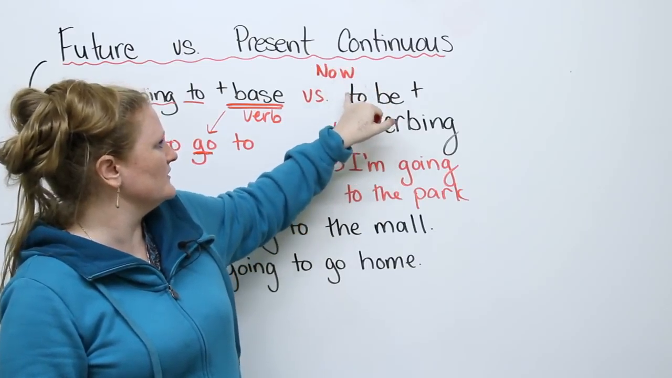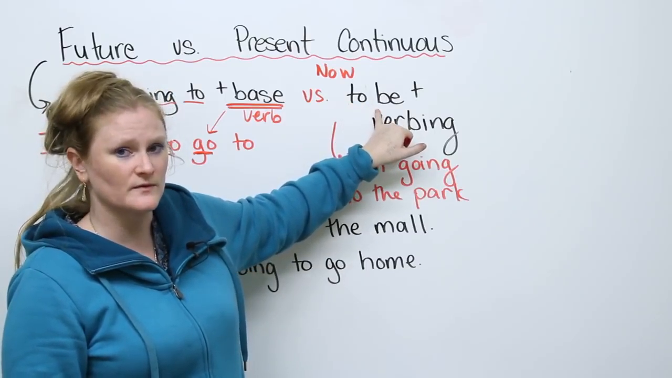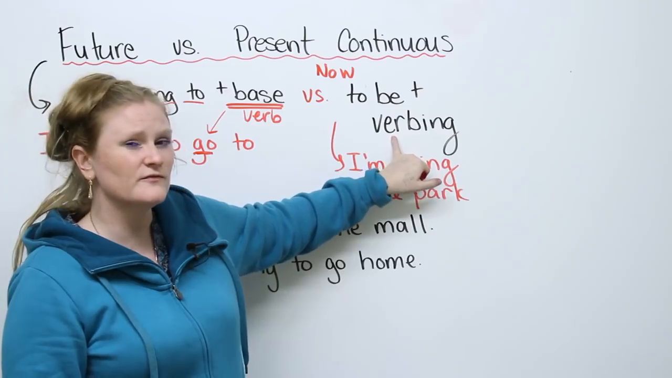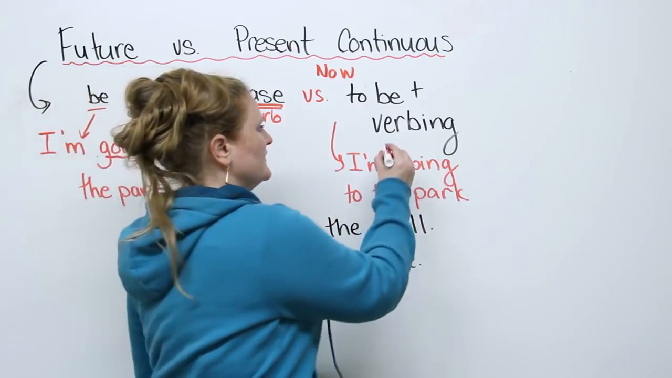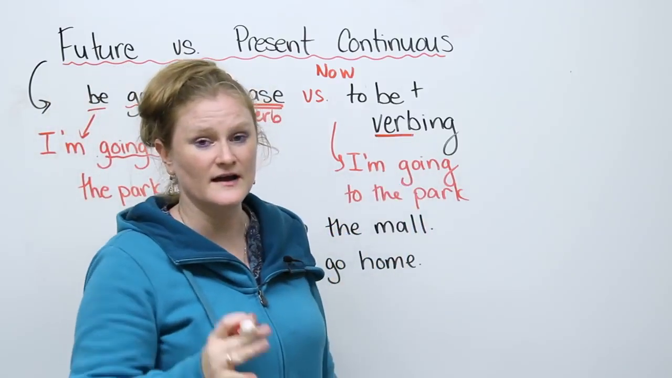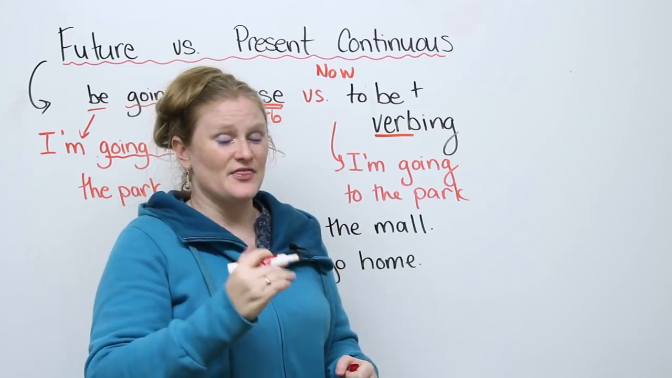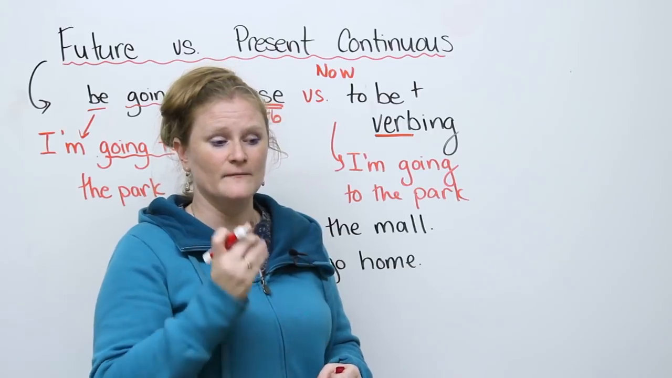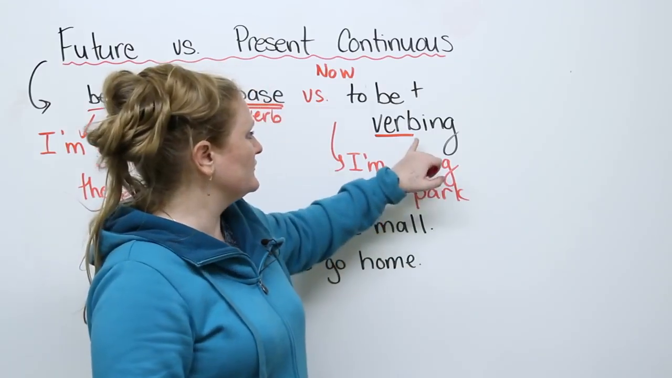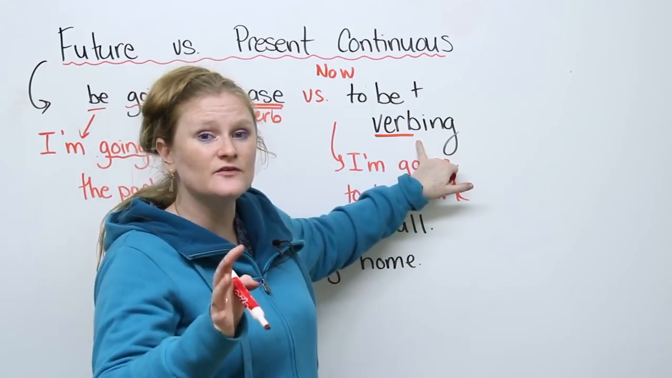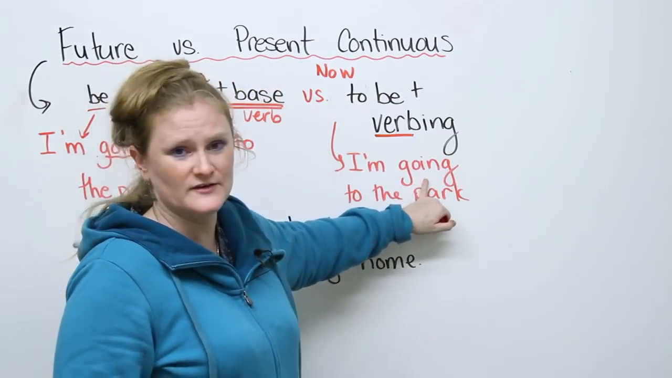When we use present continuous for events that are happening now, we use the same to be verb, and we have a verb with an ing ending. The difference is this verb can be any verb at all. I can say, right now, I am smelling the marker, or I am eating. Don't eat the marker. This verb can change. In the future tense, you can never change going to.